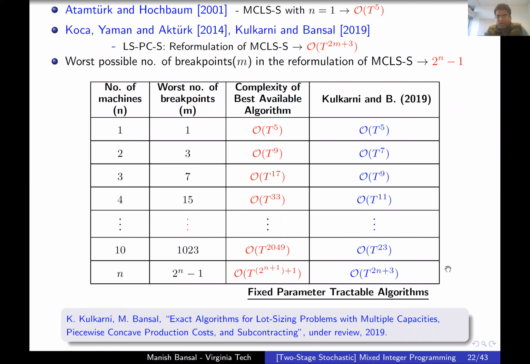This paper is available on Optimization Online. I won't get into the details of the algorithm, but it works computationally very efficiently. Another thing this result shows is that for a fixed n, the problem MCLSS can be solved in polynomial time.